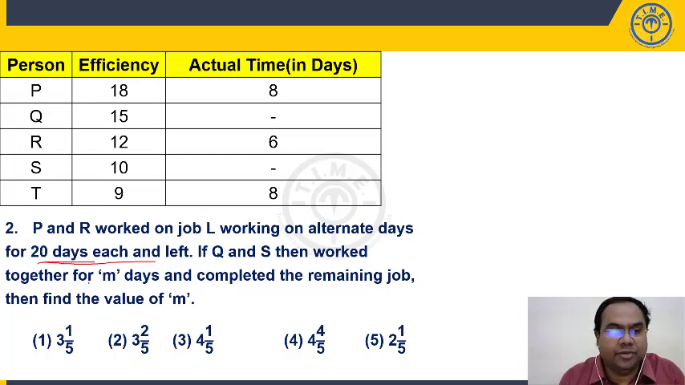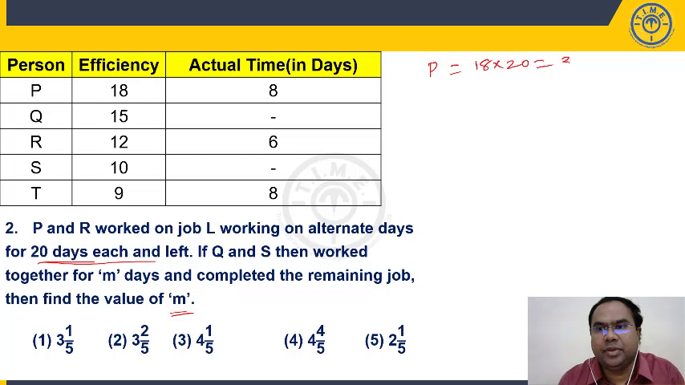Q and S then worked together for M days and they completed the remaining job. Find the value of M. Now here P has worked for 20 days. In 20 days, how much will he complete? Per day 18 units into 20 days, 360 units. What about R? R has also worked for 20 days, right? So 12 into 20, 240 units. So how much work is completed? 600 units.